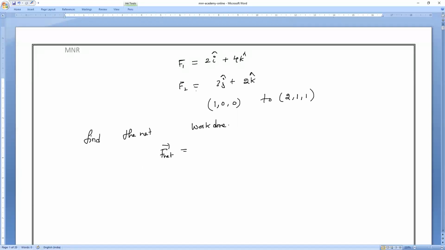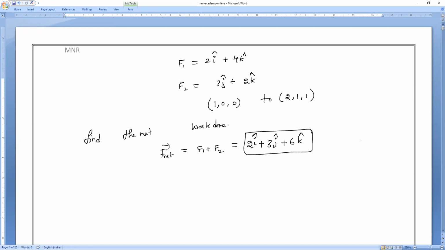So what is the F net formula, everyone? We all know that F net is the sum of the individual forces, that is F1 plus F2. So if you add F1 plus F2, what will happen? 2i cap plus 0 i cap is 2i cap. 0 j cap plus 3j cap is 3j cap. 2k cap plus 4k cap is 6k cap. So F net = 2i cap + 3j cap + 6k cap. That is the first thing.